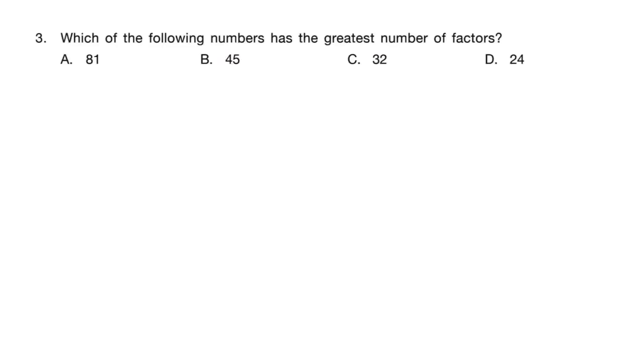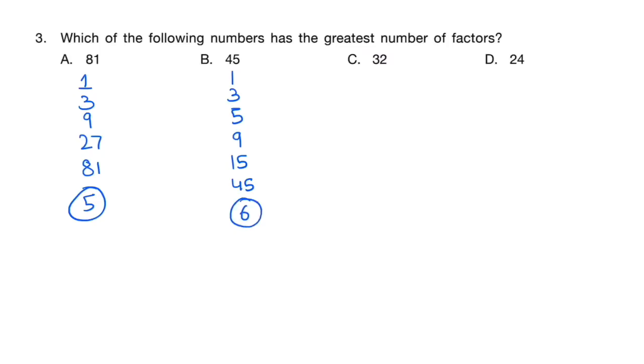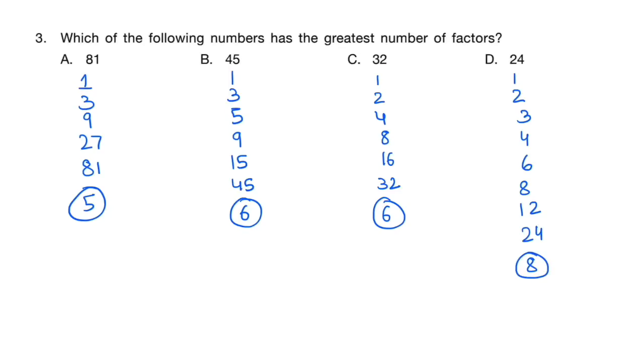Question 3. Which of the following numbers has the greatest number of factors? So in option A, 81. 81 has 1, 3, 9, 27 and 81. There are 5 factors of 81. Option B, 45. It has 1, 3, 5, 9, 15 and 45. 6 factors. Option C, 32. 1, 2, 4, 8, 16, 32. Again 6 factors. Option D, 24. 1, 2, 3, 4, 6, 8, 12 and 24. 8 factors. So which number has greatest number of factors? Yes, option D, 24. It has 8 factors.